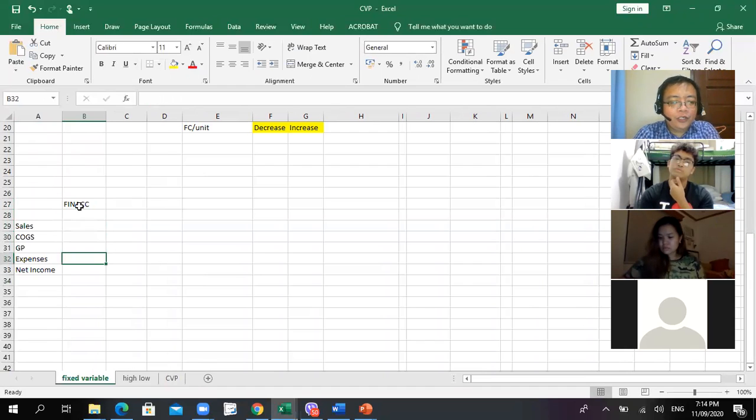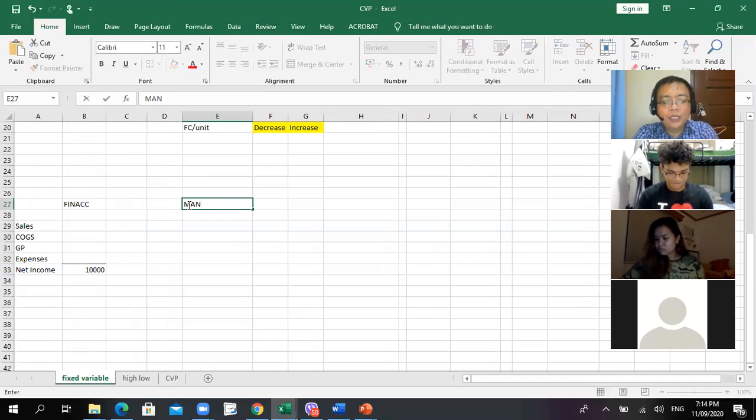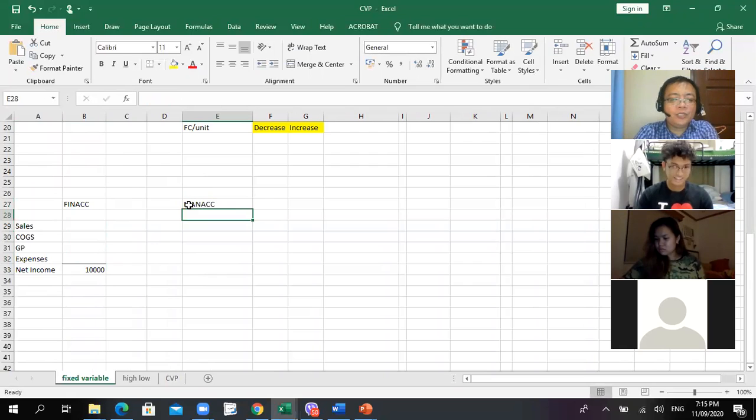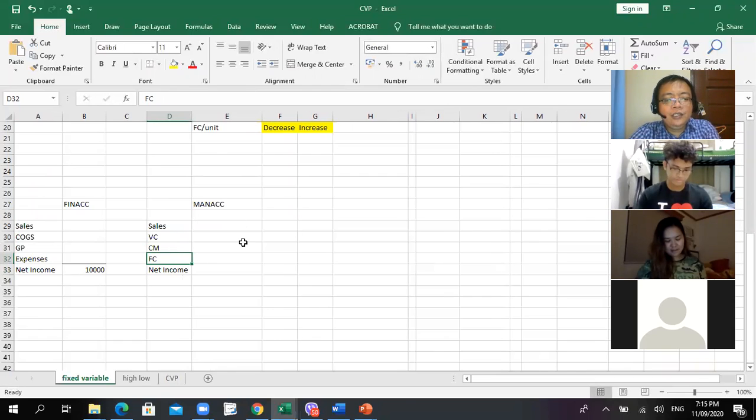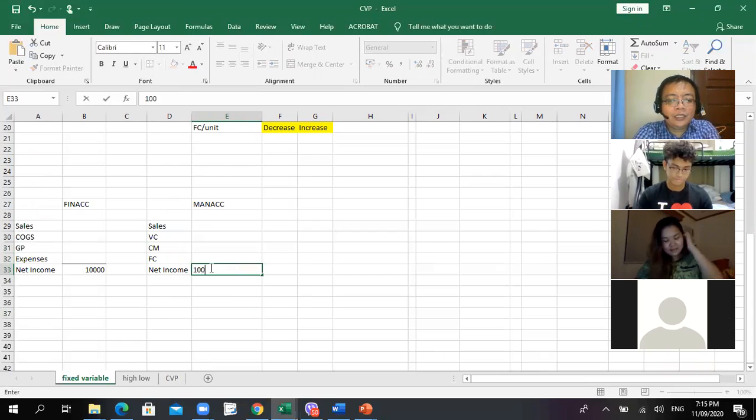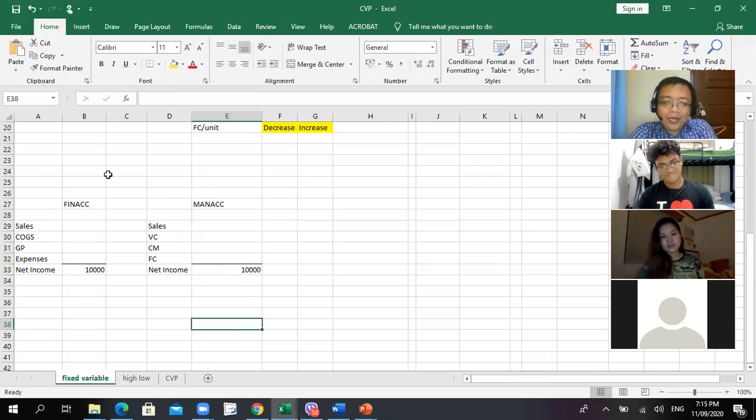If your net income here is 10,000, then in terms of your MANAC, what is the formula to compute net income, especially for your internal reporting purposes? Of course, sales minus variable cost equals contribution margin, minus your fixed cost, and you have your net income. So basically, in your managerial accounting and financial accounting, you should have the same net income here. They are the same.